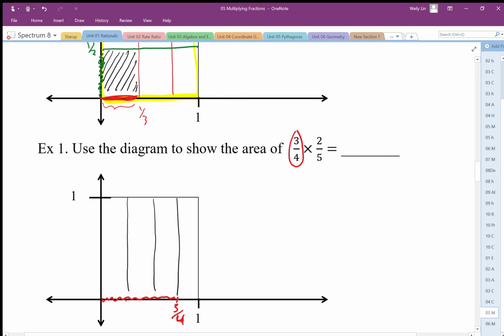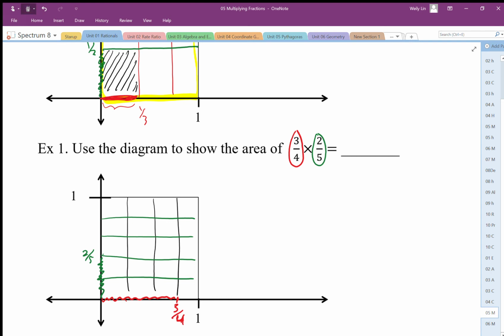Okay, so my 2/5 piece, I'm going to do along the vertical, so I have to do this in 1/5 pieces. So I'm going to go 1/5, 2/5, 3/5, 4/5, 5/5. Okay, so 2/5 is right there, so it must represent this length here. So the number of pieces that I have shaded then, it's got to be this rectangle in here. So it's got to be this piece, all the way to the 3/4 line.